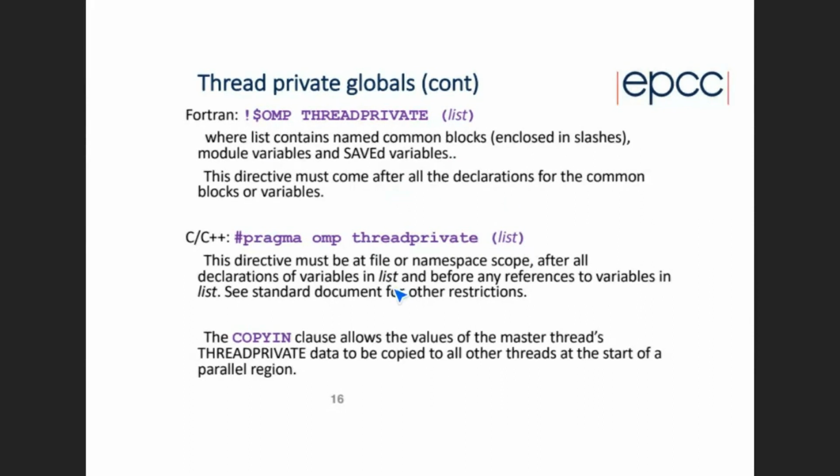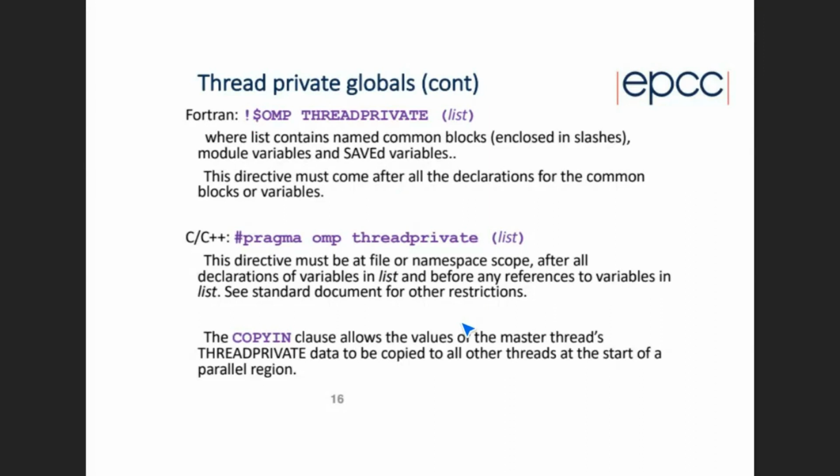In C and C++, we also have a thread private directive, which takes a list of variables. That directive has to be at file or namespace scope, so essentially outside of functions. And it has to happen after all the declarations of the variables, but before any actual uses of them in functions. And there are some other restrictions as well, which I won't go into.